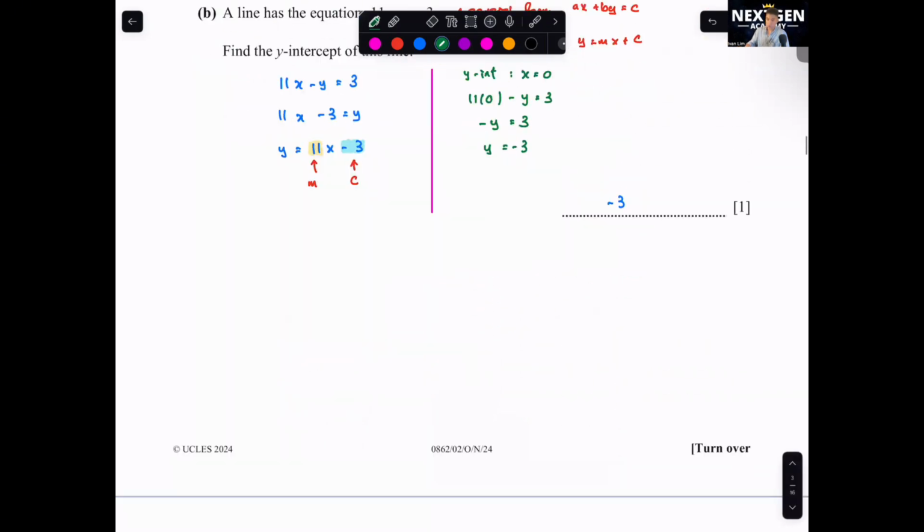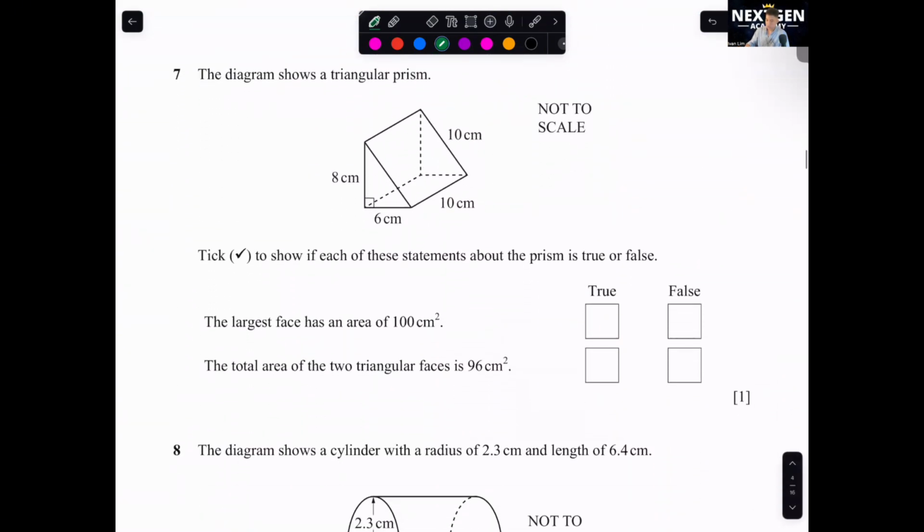Okay, let's move on. Question 7. The diagram shows a triangular prism. Tick to show if each of these statements about the prism is true or false. The largest face has an area of 100 cm squared. Is this true? Largest face. You can do a mental calculation, or you can calculate it also. How many faces do you have?